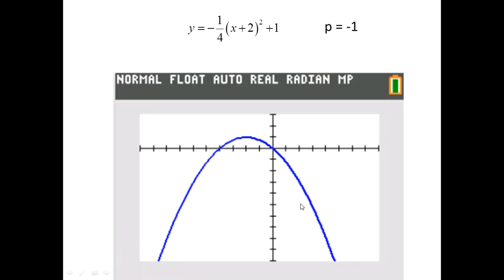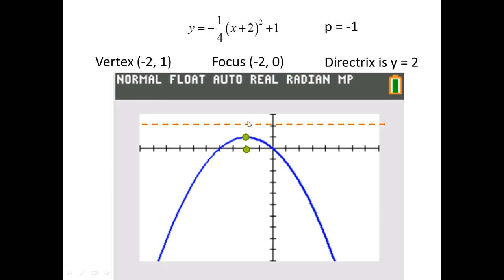And if you take a look at the graph and think about this, this makes sense. Here's the equation. We found out that p equals negative 1. The vertex is at negative 2, 1. We know that just by looking at the equation. So right there is my vertex. The focus is at negative 2, 0. Well, that makes sense because it has to be 1 down from my vertex because my p value is negative 1. And my directrix is at y equals 2, which again makes sense because it has to be 1 above my vertex. So you can always use the graph to make sure that the focus and the directrix you found is correct. If you have any questions, let me know.